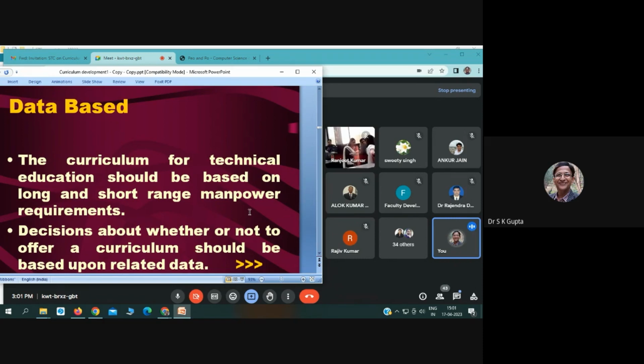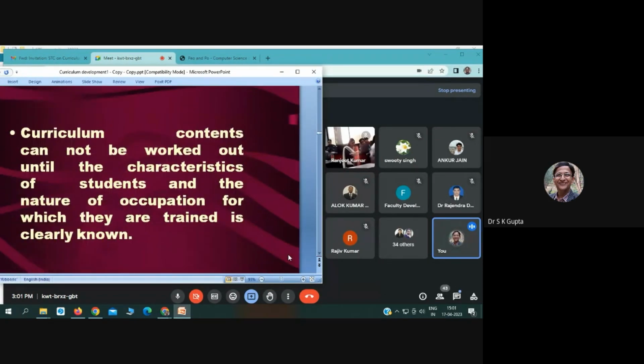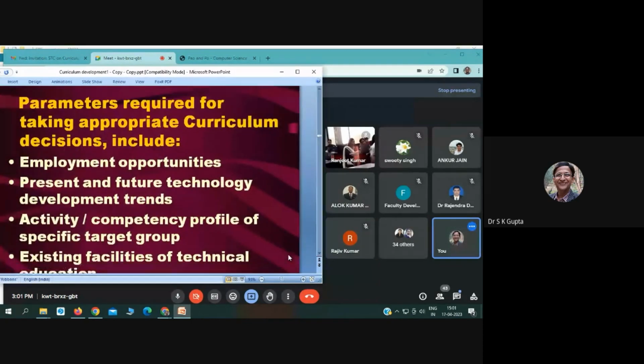So that is very, very important. Then the decision about whether or not to offer a curriculum should be based upon such data. So, as Mr. Ankur Jain has said, we must have some survey from the industry, from the field, about what are the requirements of the world of work. World of work means any activity where some economic activity is going on, that is your world of work.